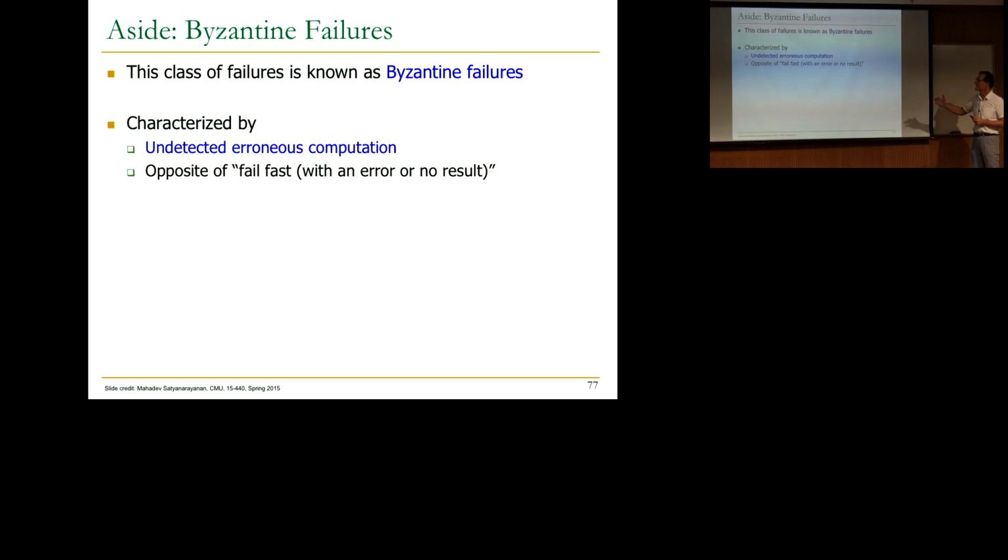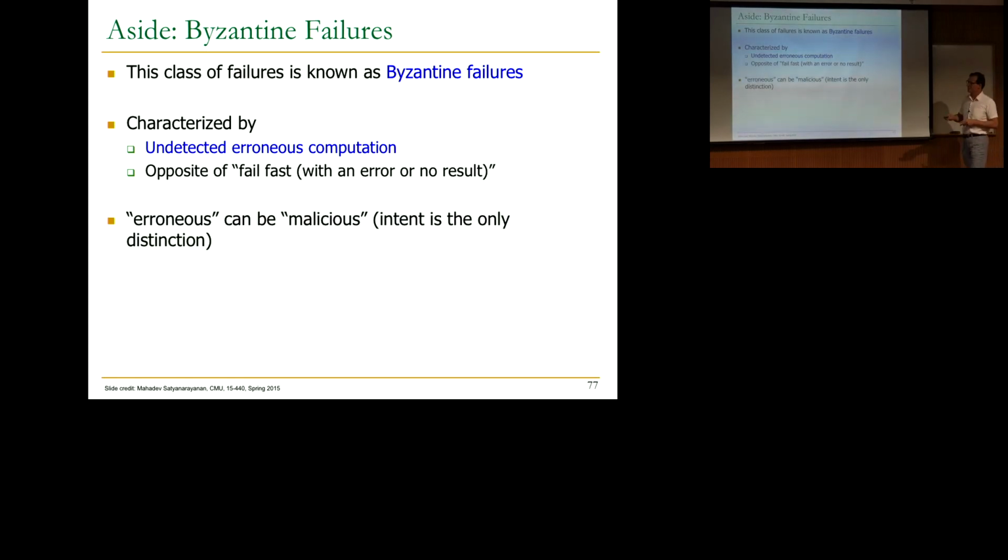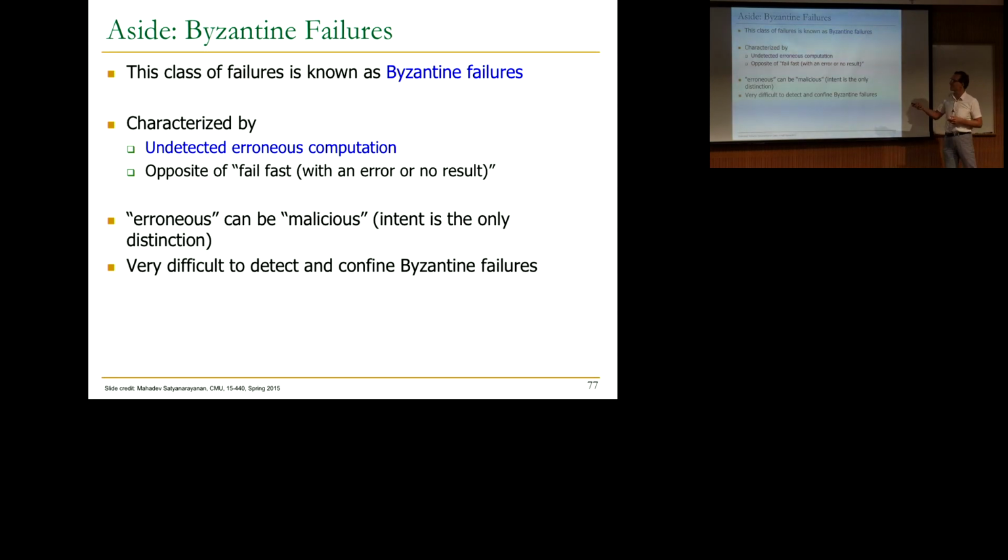It's the opposite of fail fast. If you have an error, ideally you would like to fail fast so that you know that you have an error, or you get no result, basically. That's a fundamental principle of reliability also. You get no result or you have an error. Now, the interesting thing is erroneous can be malicious also. The only difference is the intent. If you intend to be malicious, you can exploit a failure like this. So it's very difficult to detect and confine these sorts of Byzantine failures.